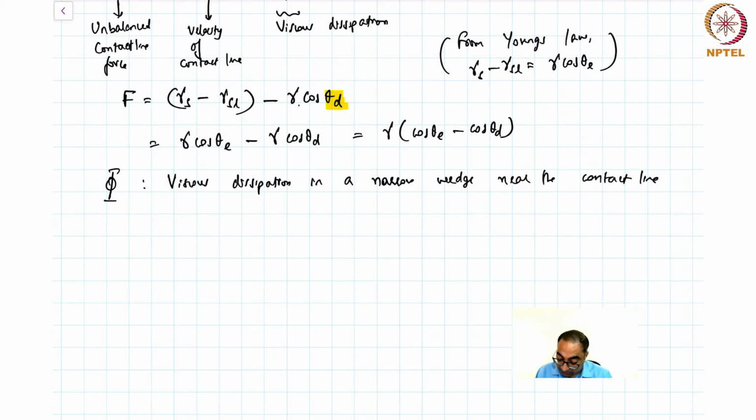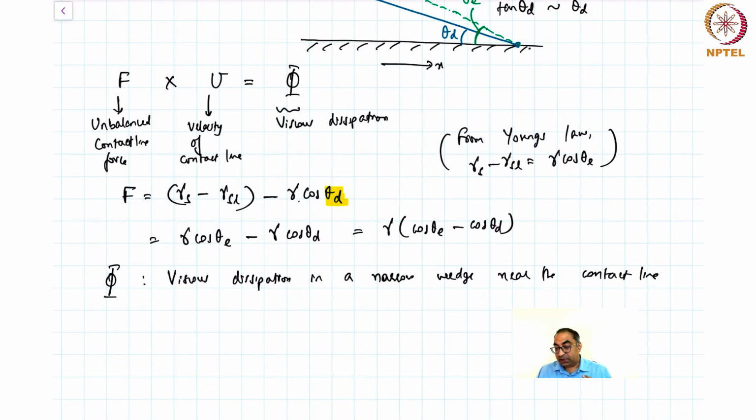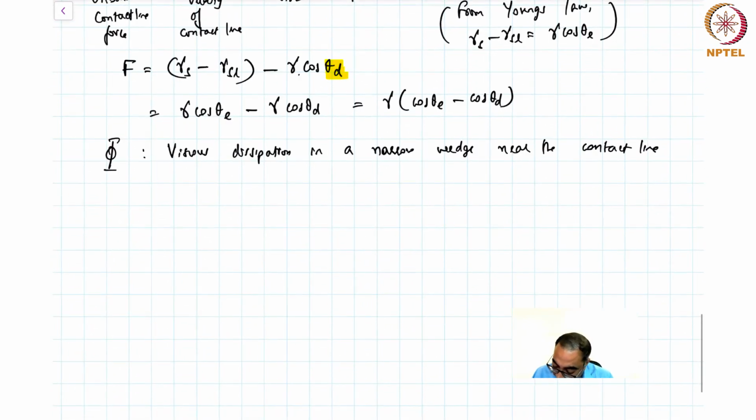So I hope you can see where I'm trying to go with this. I have written that if we can write the force in terms of the contact angle, and if I can write phi in terms of velocity, then I already have a relationship between force times velocity. On the right hand side, if I can get some velocity terms, then I can express force in terms of a velocity. I can relate force to velocity, or more specifically, angle to the contact line velocity. Okay, that's the idea.